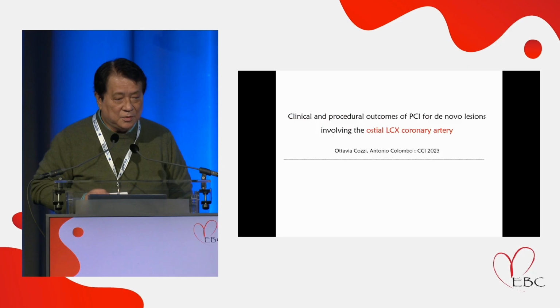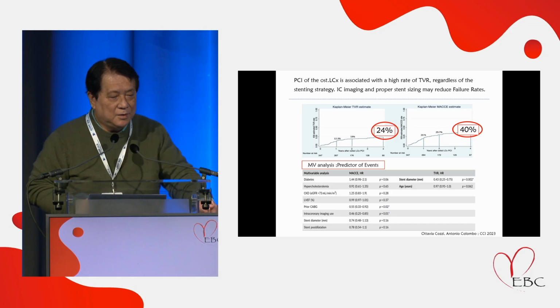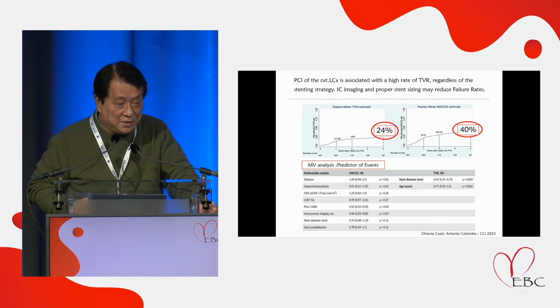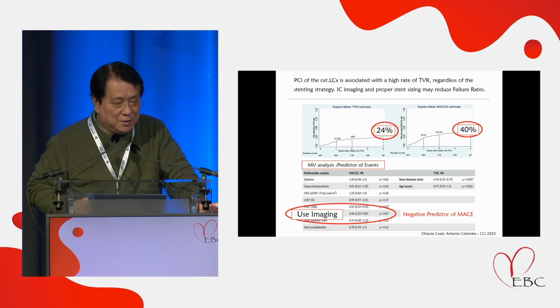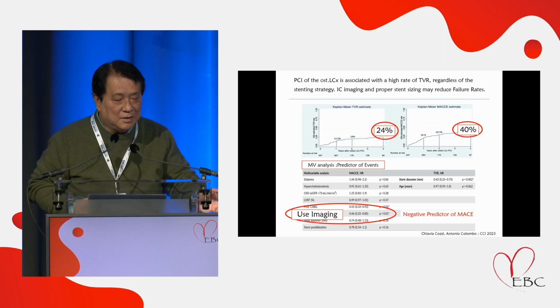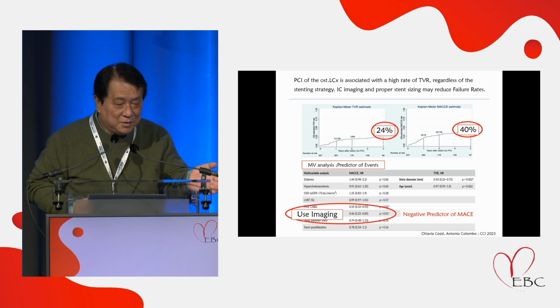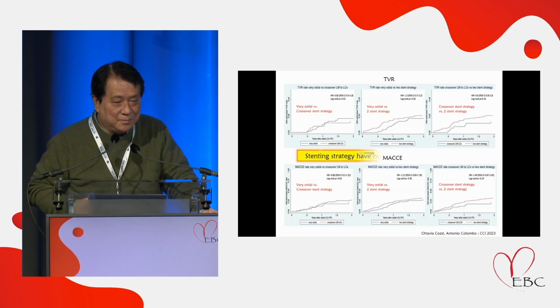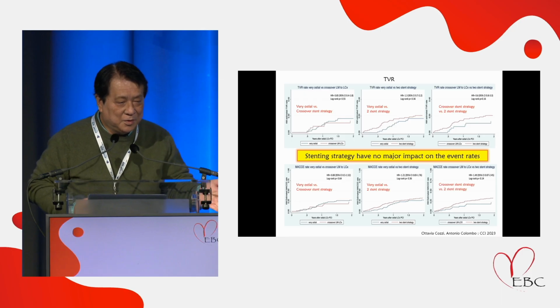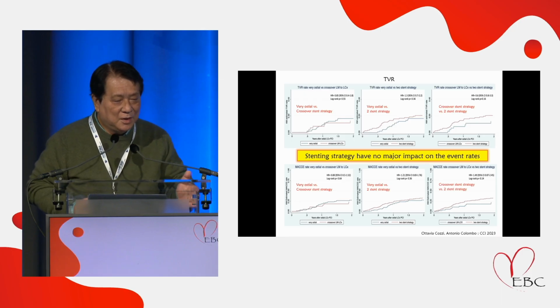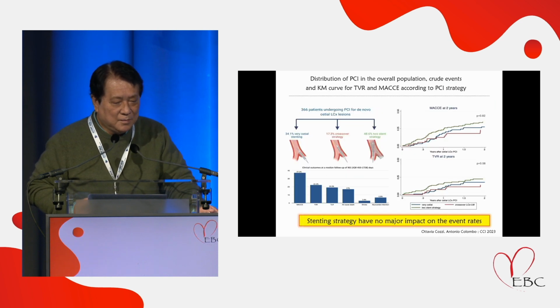So, clinical results and procedural outcomes: the PCI involving a circumflex artery. This is Antonio Colombo's paper. Actually, a very worse outcome. And if you look at the multivariate analysis of predictors of events, even if you use imaging, this is a negative predictor of MACE. But comparing provisional or two-stent strategy, the stent strategy has no major impact on the event rate.